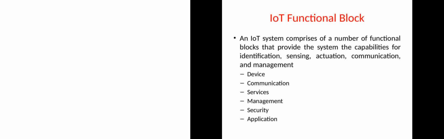Communication. An IoT device has to communicate with its environment. It has to give directions on what to do. So that is communication. Services. Of course, in our wheelchair example, there is only one service, movement of the wheelchair in a particular direction based on the human instruction through his hand.